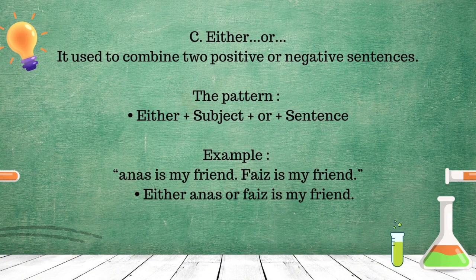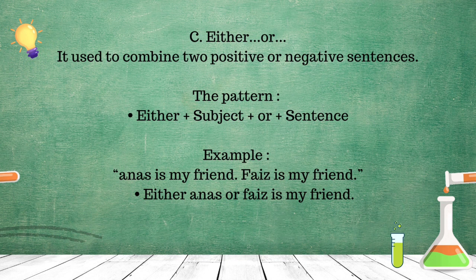Next, the next kind of elliptical sentence is either or. It is used to combine two positive or negative sentences. And the pattern is either plus subject plus or plus sentence. The example is Anas is my friend. Faiz is my friend. Either Anas or Faiz is my friend.